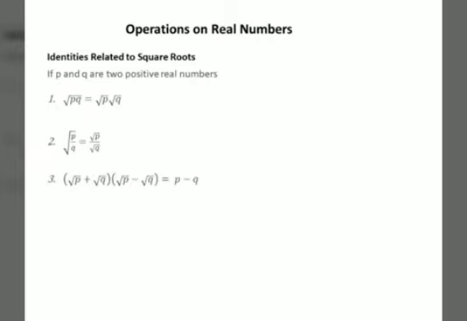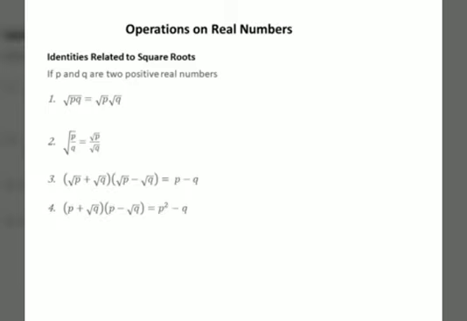Third identity, root P plus root Q into root P minus root Q. Here we can apply the identity (A plus B) into (A minus B) is equal to A square minus B square. If I apply, root P whole square minus root Q whole square, we can cancel the root, so we can write the answer as P minus Q.